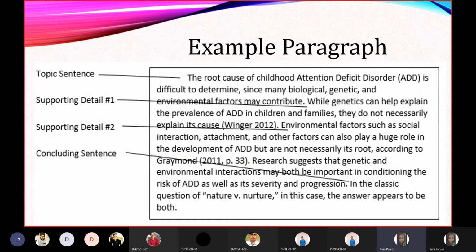So here's an example paragraph where you have a topic sentence, supporting details, and the conclusion.